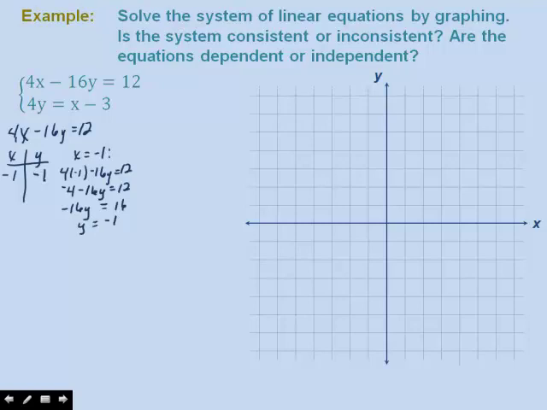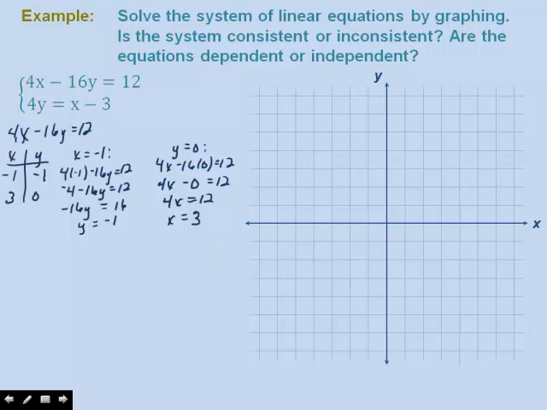Okay, now let's try y is equal to 0. That gives us 4x minus 16 times 0 equals 12. So we just end up with 4x is equal to 12, and if we divide both sides by 4, we get x is equal to 3. So there are our 2 points we're going to plot.